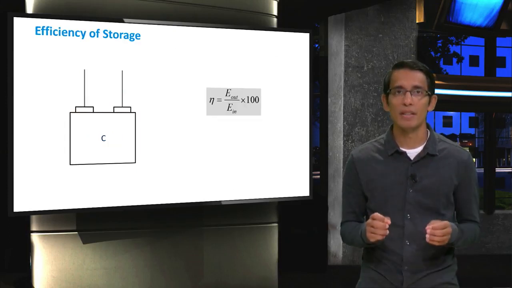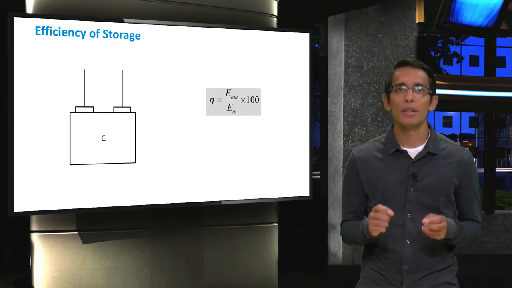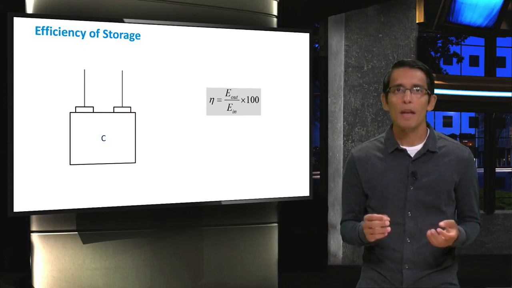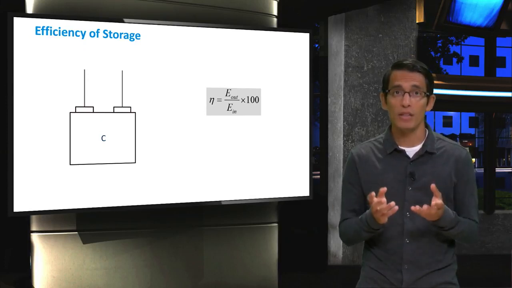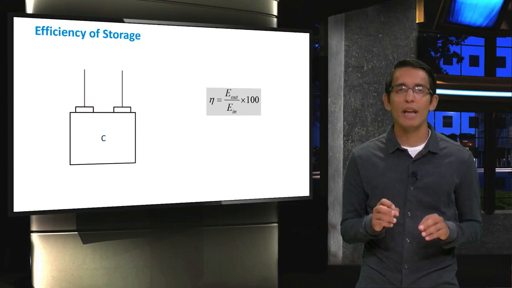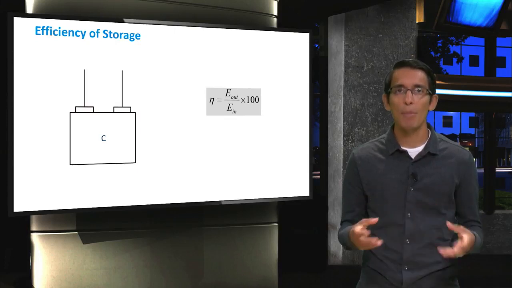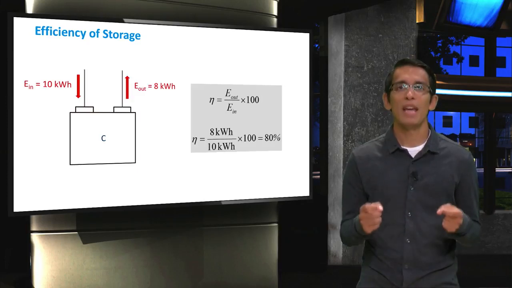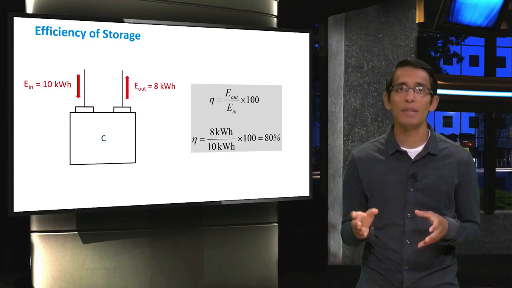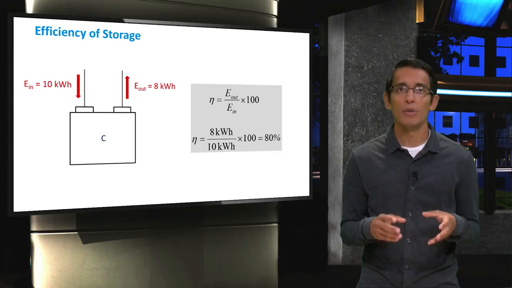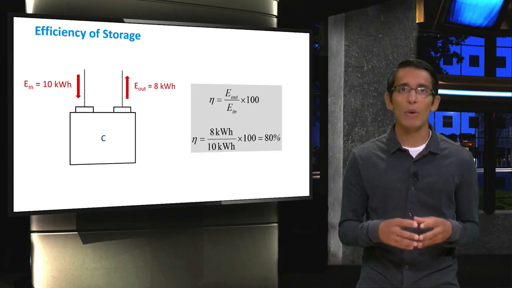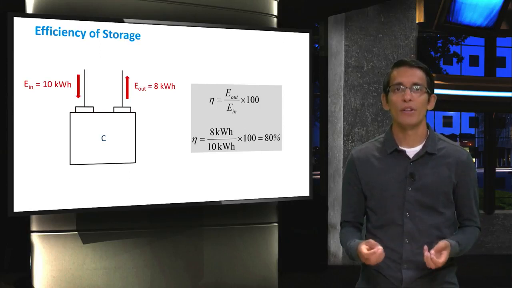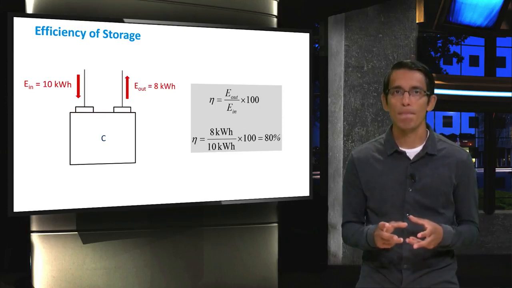To design PV systems, it is also very important to know the efficiency of the storage system. For batteries, usually the round-trip efficiency is used, which is given as the ratio of the total storage output to the total storage input. For example, if 10 kilowatt hours is pumped into the storage system during charging, but only 8 kilowatt hours can be retrieved during discharging, the round-trip efficiency of the storage is 80%.